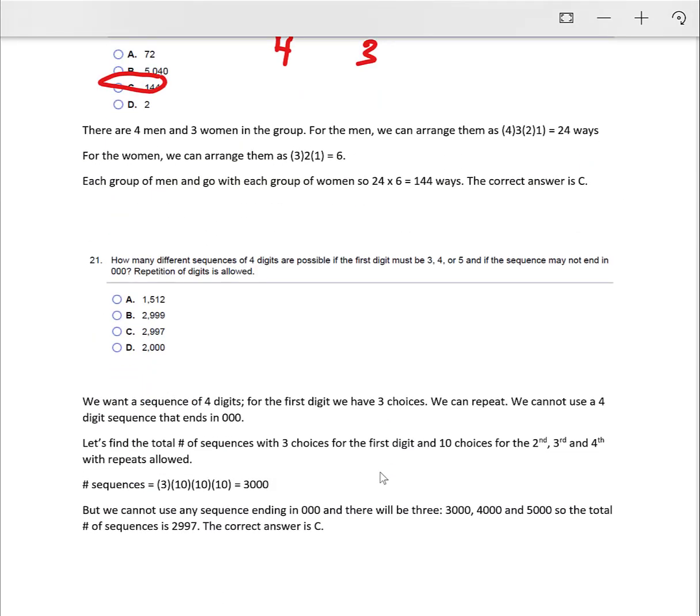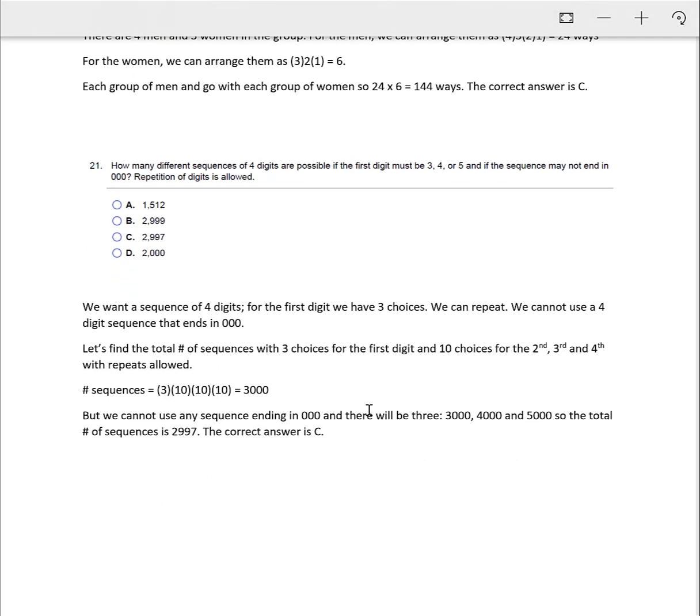And let's stay right here for number 21. How many different sequences of 4 digits are possible if the first digit must be a 3, 4, or 5? Notice 3 choices there. And if the sequence cannot end in 0, 0, 0, and we're allowed to repeat. Okay, so for the first choice, again, I said there's 3 choices for the first digit. We can't use the 4-digit sequence that ends in 0, 0, 0, but we'll worry about that at the end. So for the first choice, we have 3 choices, and then the other slots, we have 10. So it's going to be 3 times 10 times 10 times 10, or 3,000.